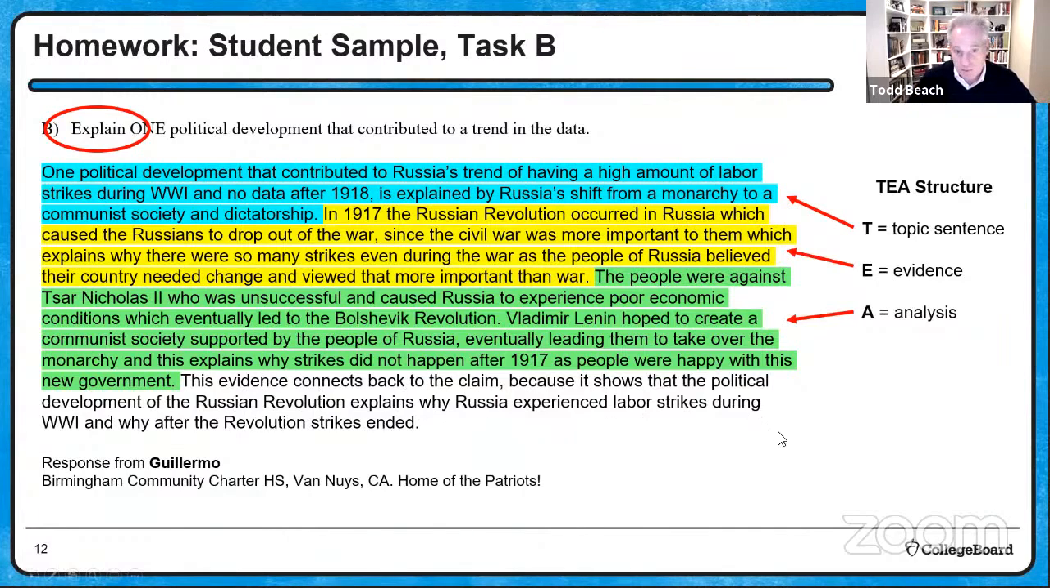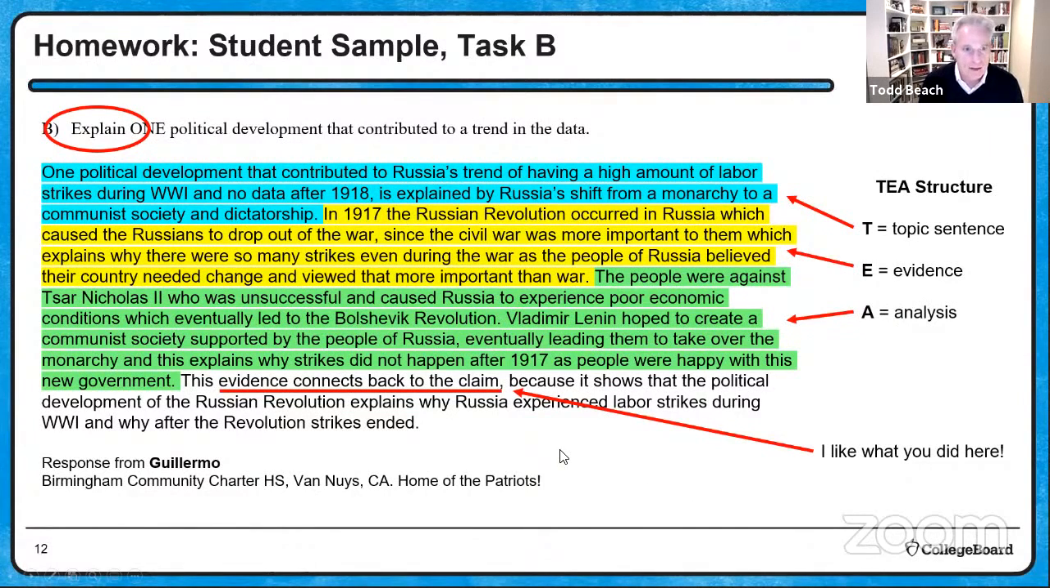This evidence connects back to the claim because it shows the political development of the Russian Revolution, explains why Russia experienced labor strikes during World War I and why the revolution strikes ended. And I think I just built in there, I like what you did there with that. It wasn't needed, but I like when a student is saying it's connecting back to my claim because that's really hammering home on the analysis.